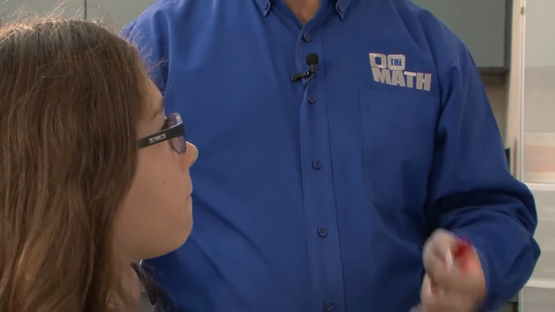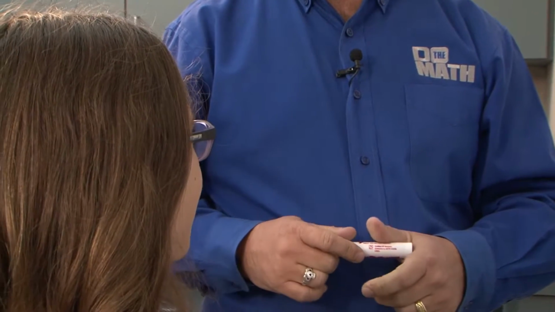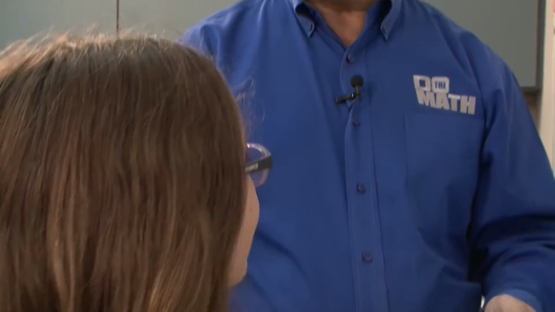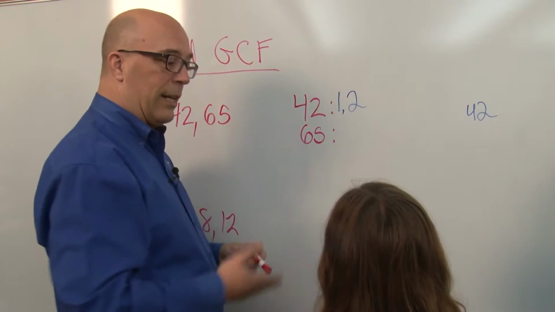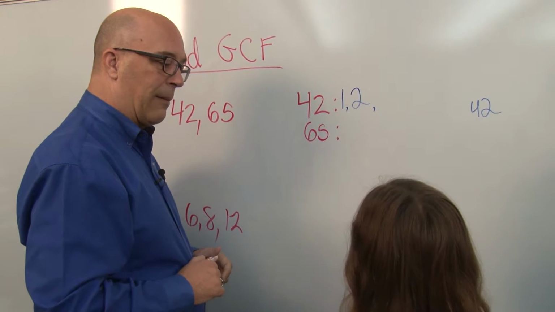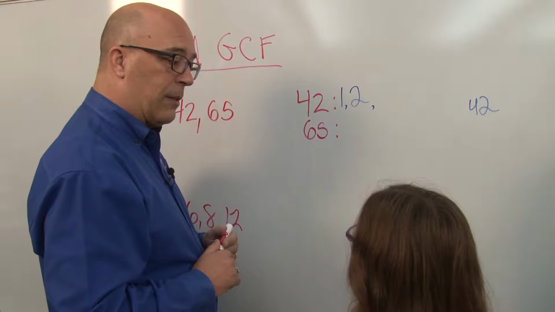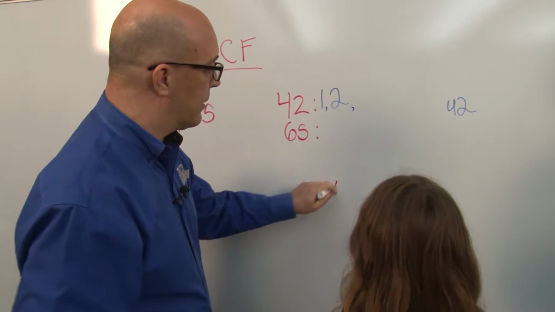What is the next number that will go into 42, do you think? 2. How do you know 2 will go in there? Because there's a 2 in it. It's an even number, right? Okay, so let's go 2. And 2 times what would be 42? Do you know that offhand? No. How about we do this?